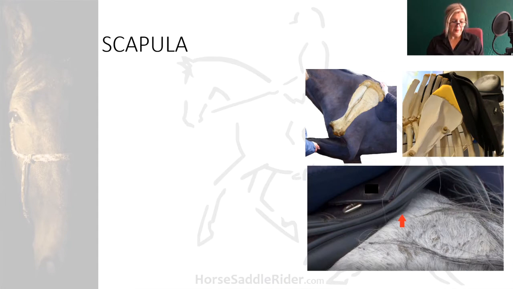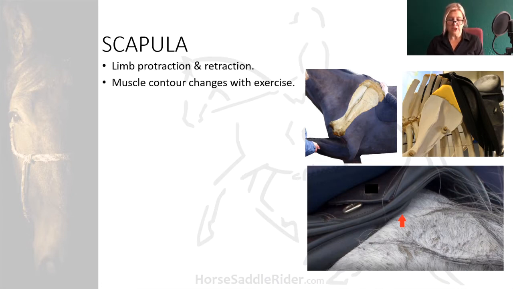The scapula protracts and retracts the limb. Muscle contour of this region changes with exercise. That's during exercise, not just over time. And this has implications for saddle fit.